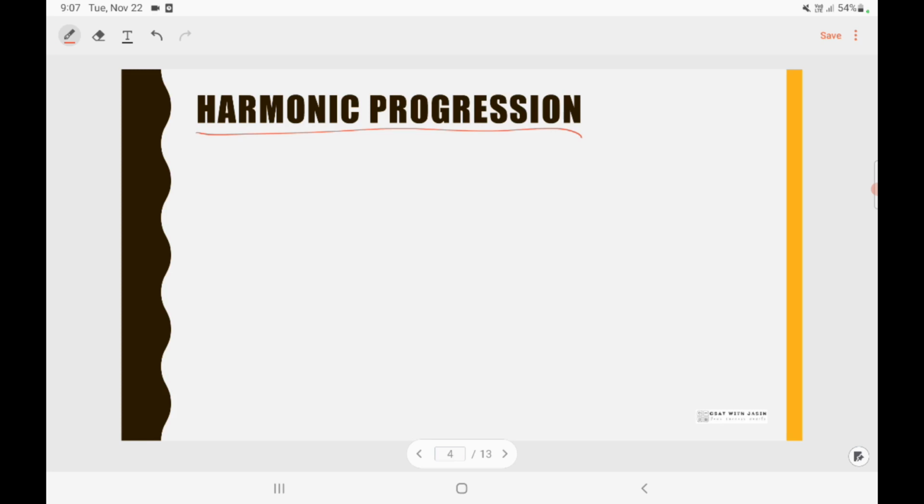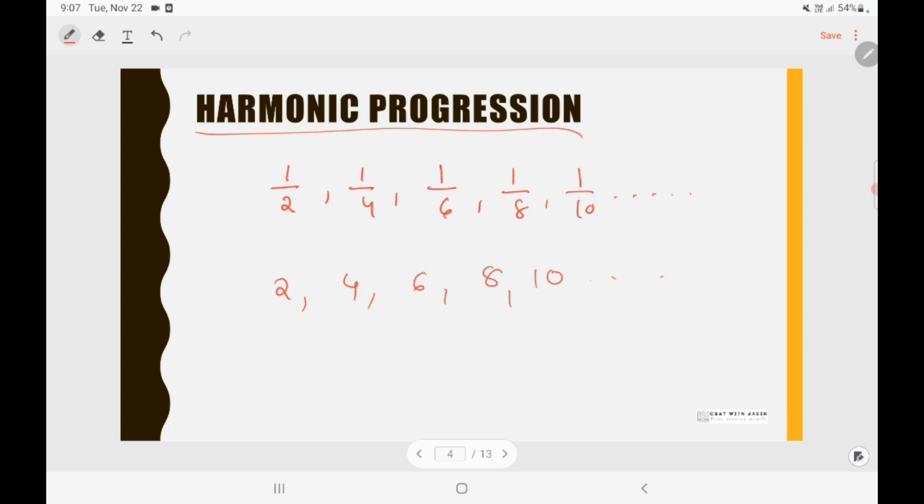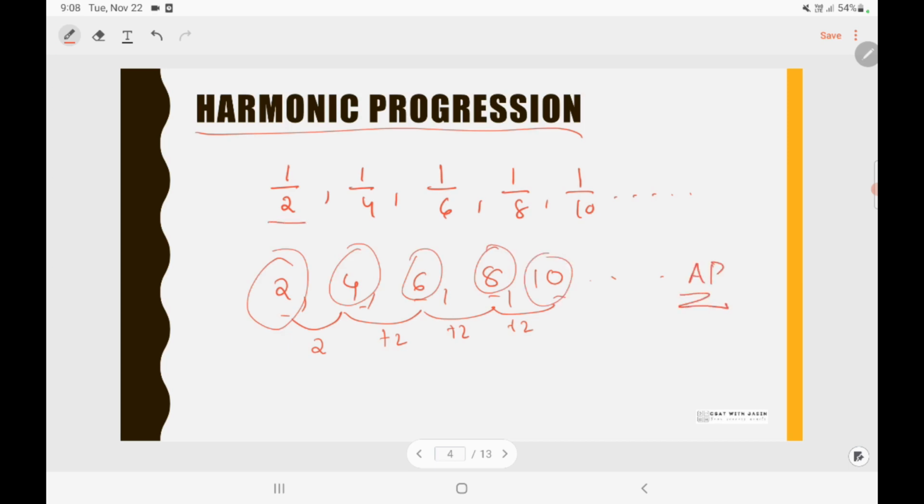You can tell a series is in harmonic progression if its reciprocals are in arithmetic progression. Let us take an example: 1 by 2, 1 by 4, 1 by 6, 1 by 8, 1 by 10, etc. If you take the reciprocals of this series, the reciprocal of 1 by 2 is 2, the reciprocal of 1 by 4 is 4, then 6, 8, 10, and so on. We know that 2, 4, 6, 8, 10 is in arithmetic progression because the common difference here is 2. 2 plus 2 gives 4, 4 plus 2 gives 6, 6 plus 2 gives 8, 8 plus 2 gives 10. So 2, 4, 6, 8, 10 is in arithmetic progression, and then their reciprocals, 1 by 2, 1 by 4, 1 by 6, 1 by 8, 1 by 10, will be in harmonic progression.